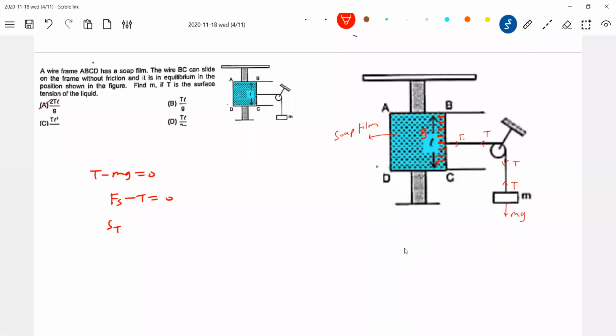Okay, so the force due to surface tension should be equal to surface tension into length, into 2. Why 2, anybody? Two surfaces. One you see at the front and the other one at the back.